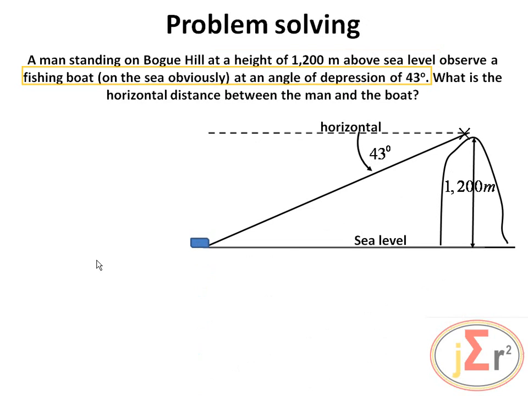And let's see what is to come next. What is the horizontal distance between the man and the boat? So that is what we need to find, the horizontal distance, which is this distance that goes all the way across like that. That is what we need to find.